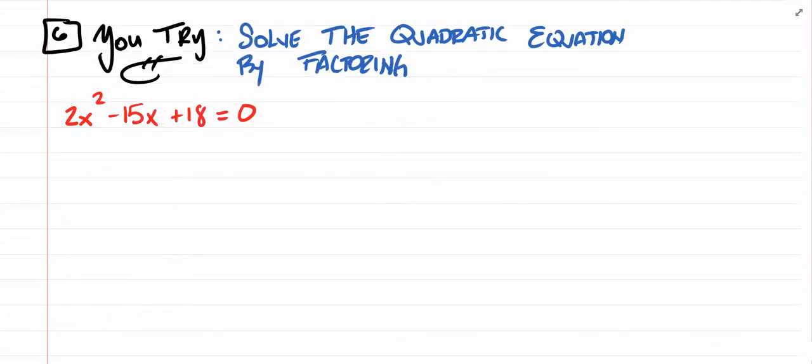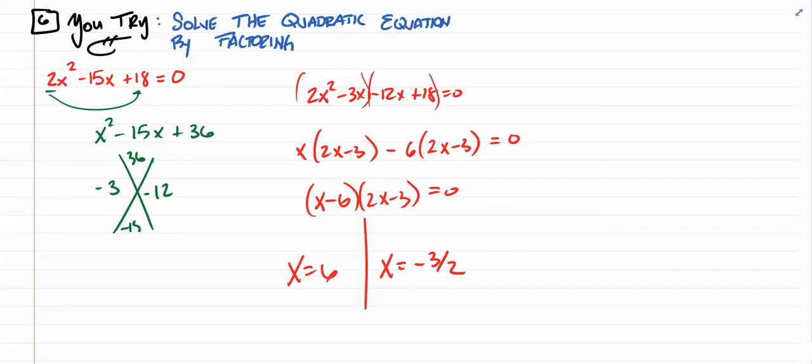Okay, box number 6 is a you try, the final box of the lesson. Go ahead and solve the quadratic equation by factoring. Refer back to box 5 if you need help. Hopefully you got the right answer, but if not, here's how you do it. The first thing that I did was I multiplied the 2 by the 18 and got 36. And then from there, I wrote down x squared minus 15x plus 36. Solved the diamond problem with the 36 and the negative 15. And that gave me negative 3 and negative 12 as my solution.